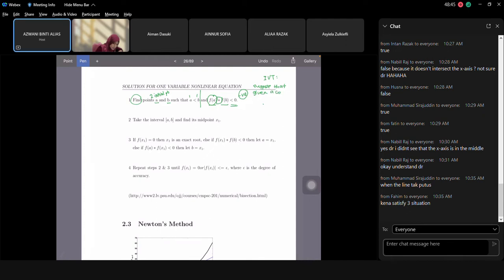Given a continuous function, the function to define on the closed interval AB, there are 2 points in the function that is continuous, bounded by A and B inclusive, is given with FA and FB of opposite sign.